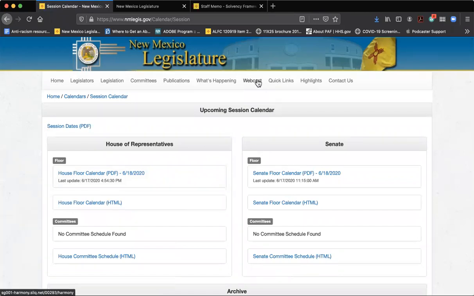The webcast link opens up a new window as well, and it gives you a schedule of what's currently playing or currently being cast, and then there's links on the side for archives of what was webcast. So that's the basic, quick and dirty overview of the New Mexico Legislature website.